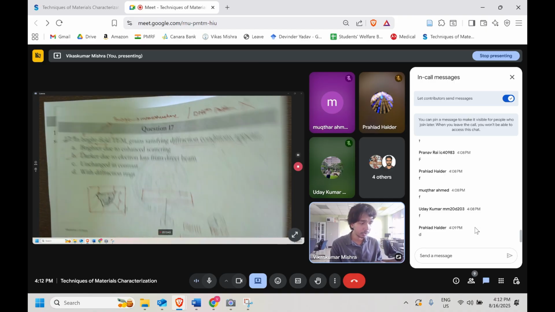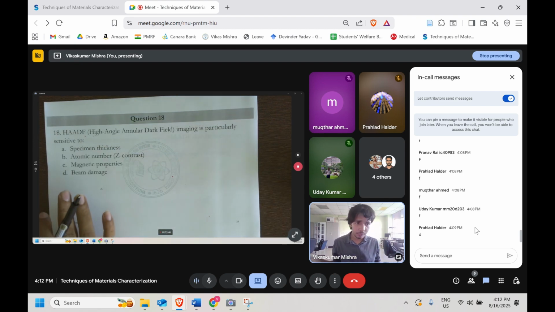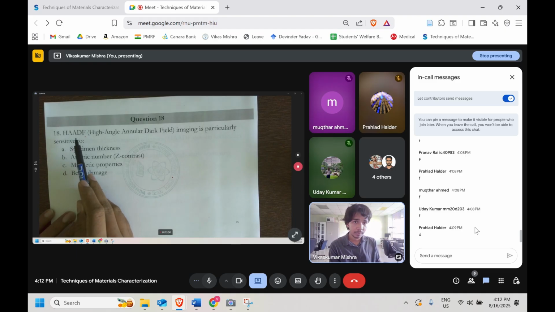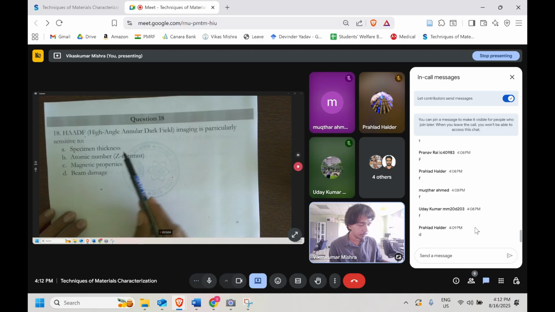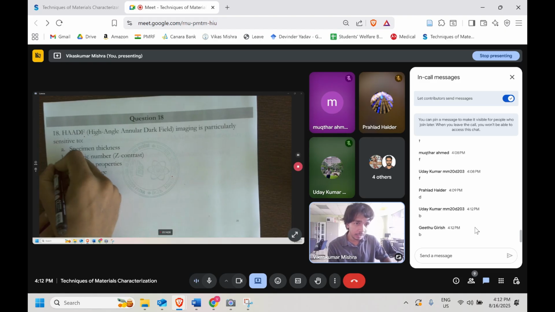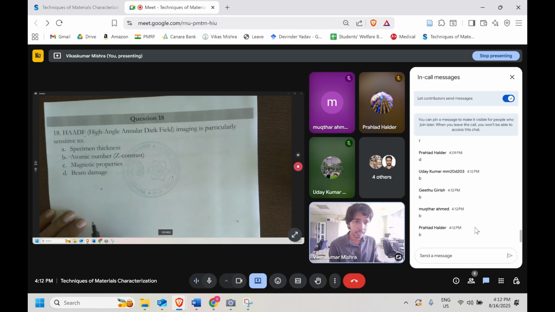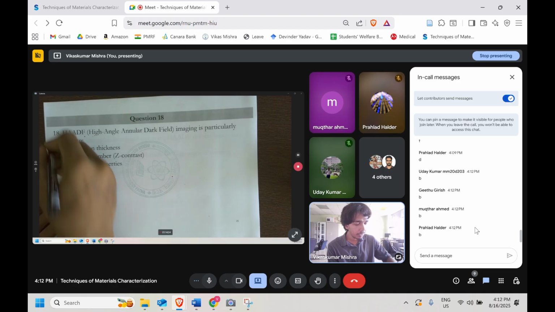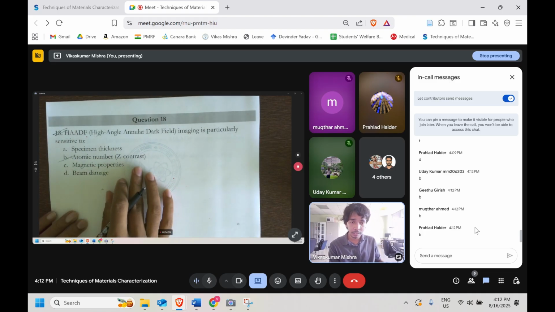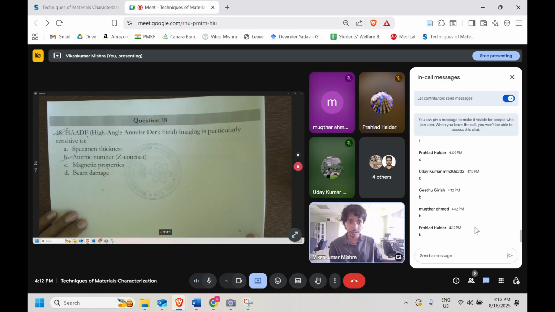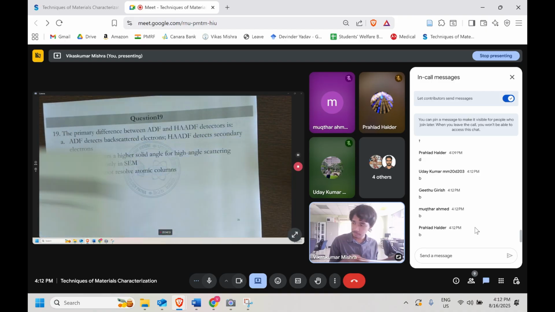Let's move ahead to the next question, question number 18. We are left with few questions only, not much. HAADF imaging is particularly sensitive to mass thickness, atomic number, magnetic property, beam damage. Very good, it's option B. Yes, the right answer is option B. So with that, we have solved this question also. This was the most important thing that HAADF can do. We'll keep this in mind.